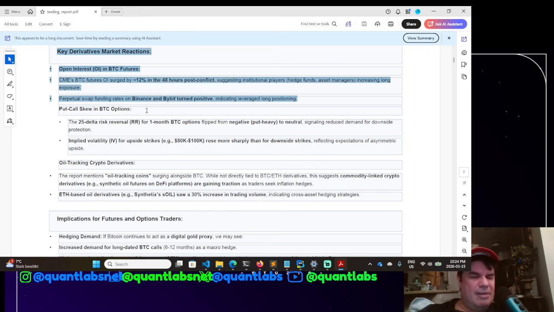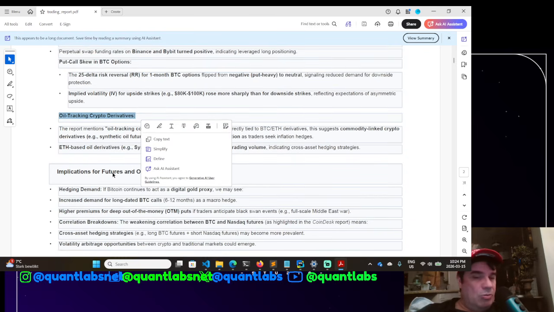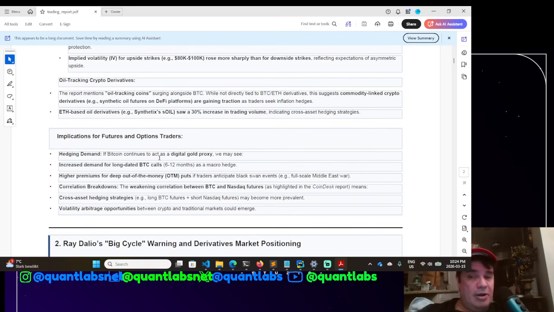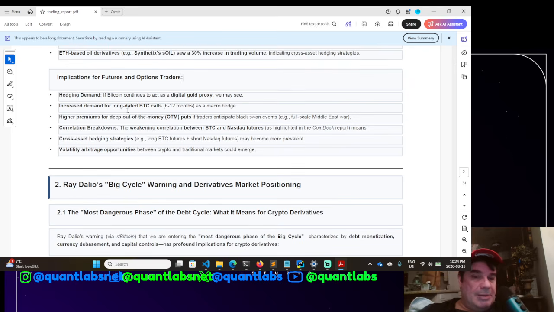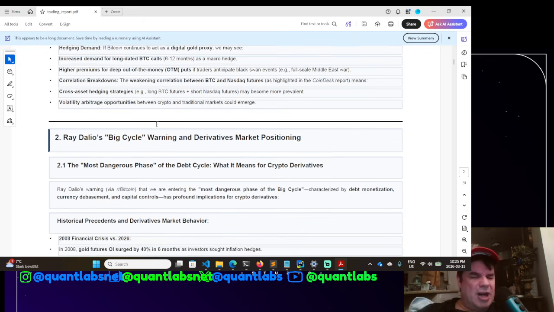So in here you can see we got put call skews, oil tracking the impact on crypto, and it mostly focuses on Bitcoin and Ethereum, and this combo here, Bitcoin against Ethereum as well. So again, with the futures and options, the different impacts based upon a correlation, higher premium, volatility arbitrage opportunity.